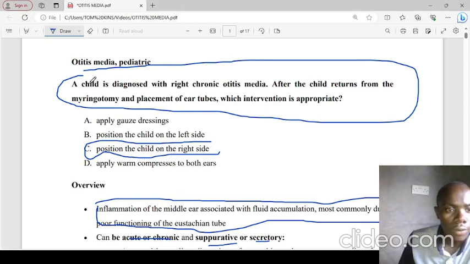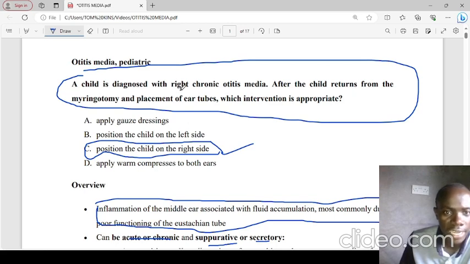Discussion where we are saying that a child with chronic right otitis media returns from the myringotomy and placement of ear tubes. Which intervention is appropriate? Applying gauze dressings, positioning the child on the left side, positioning the child on the right side, applying warm compresses. Yes, so guys, we have agreed that the correct answer is option C, positioning the child on the right side.